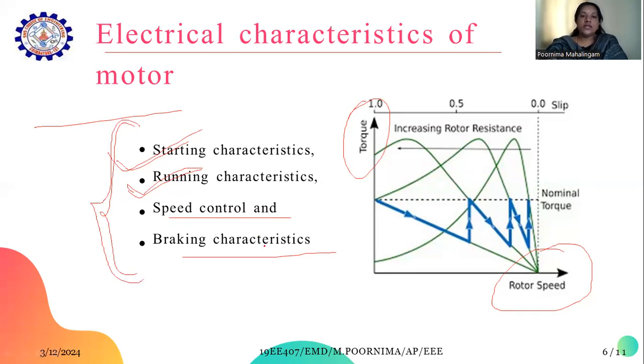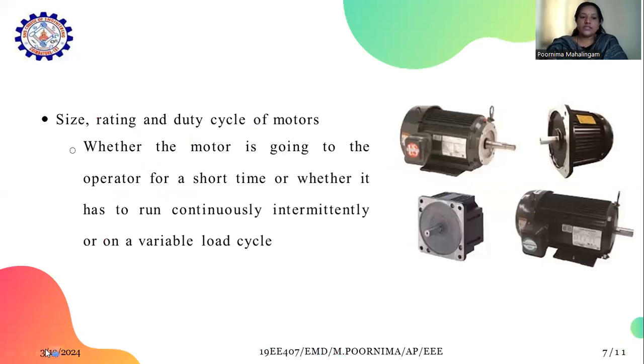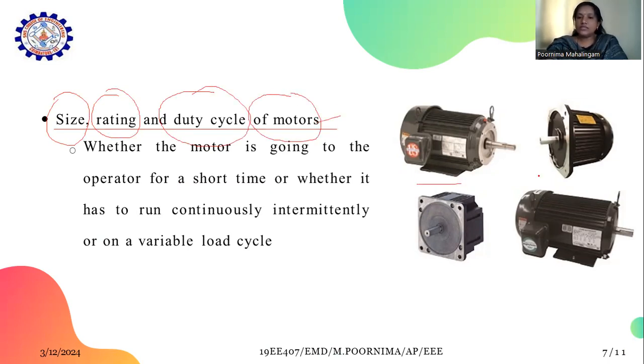Okay. The next thing is size. We have to choose based on the size, the location, the rating, and the duty cycles of a motor. Based on this, we choose a particular motor. Based on the size, we have different types of motors for different applications and different loads.